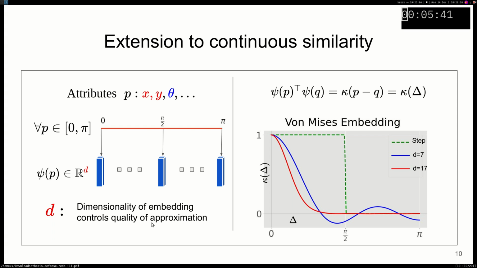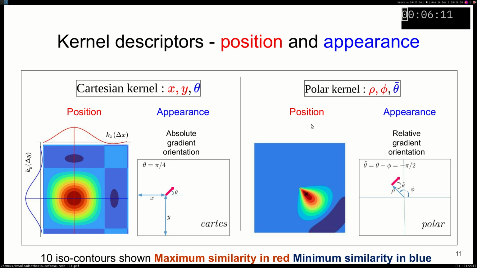And what is the advantage of constructing this d-dimensional vector? By the way, we call this d-dimensional vector the embedding. The advantage is that when we take the inner product of two instances of attributes p and q, the kernel is based only on the difference of these two, in this particular fashion. When the dimensionality is low, the approximation is not as good, but when the dimensionality is high, the approximation is quite good. Now, how can we use this to embed position and appearance?